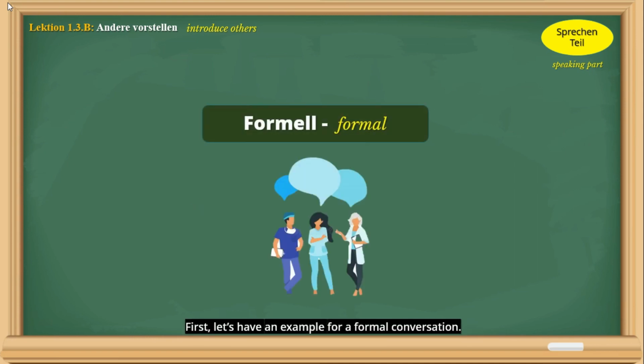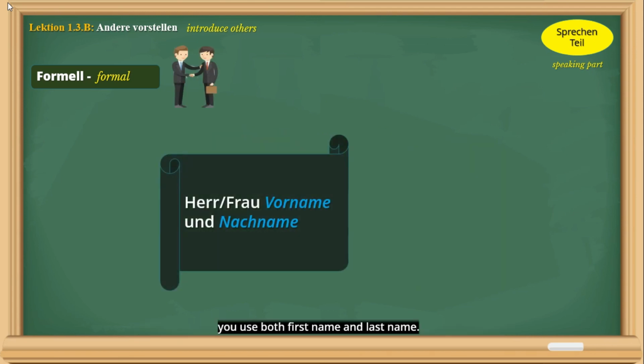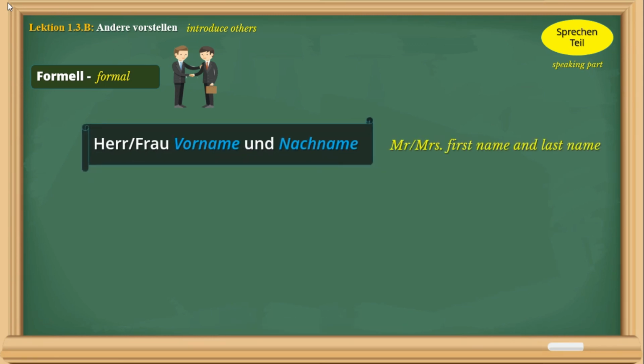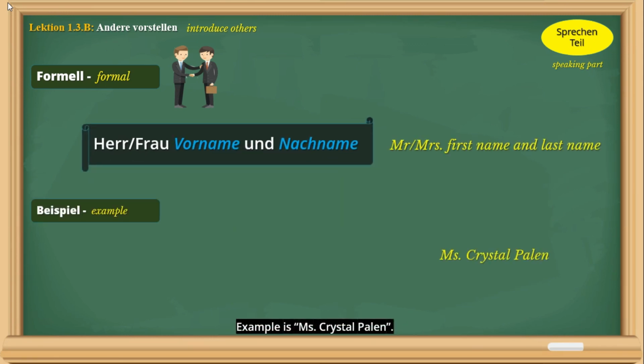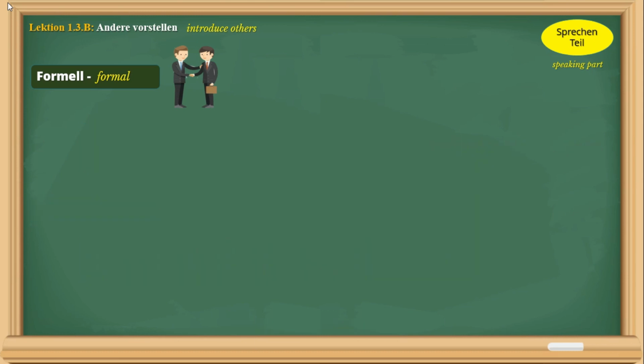First, let's have an example for a formal conversation. Remember that when you introduce someone in a formal conversation, you use both first name and last name. Herr, Frau, Vorname und Nachname. Example is Miss Crystal Palin. Beispiel ist Frau Crystal Palin.